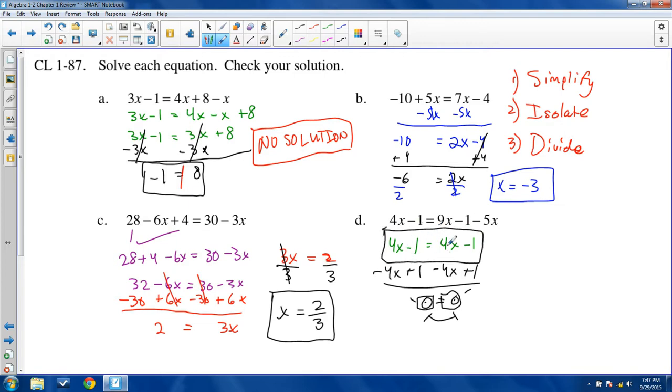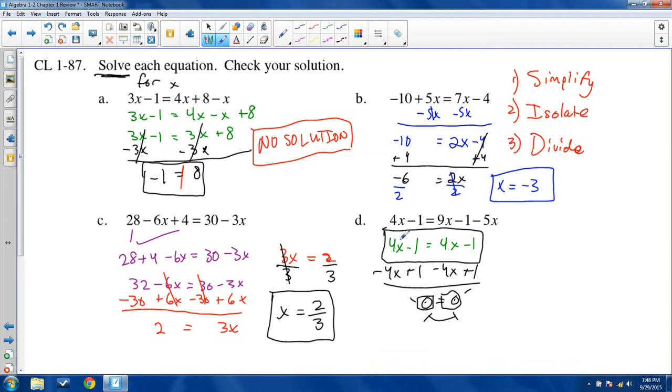The left side equals the right side. So what does that mean? Here, the left side didn't equal the right side. It totally didn't. I had no solution. Here, the left side equals the right side. Remember what you're trying to do. Solve each equation. Solve for x. What x value makes your left and right side equal, balanced?